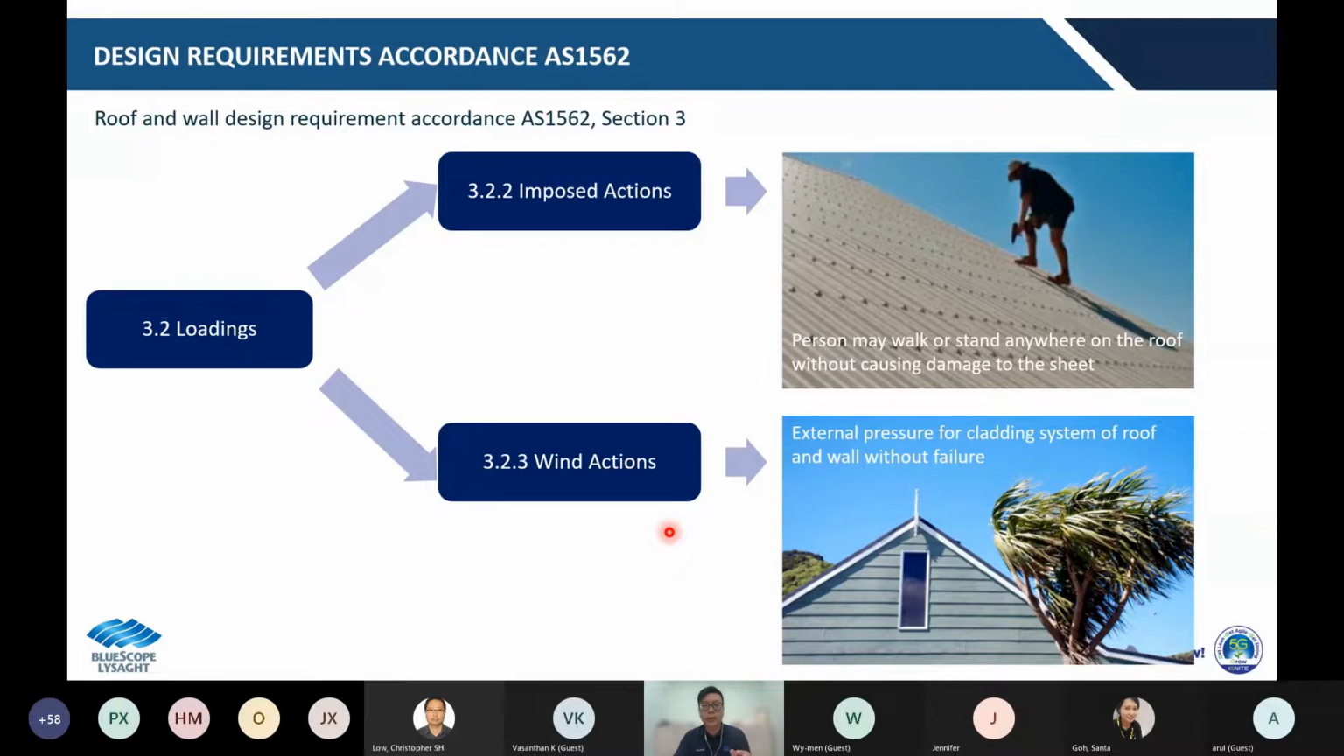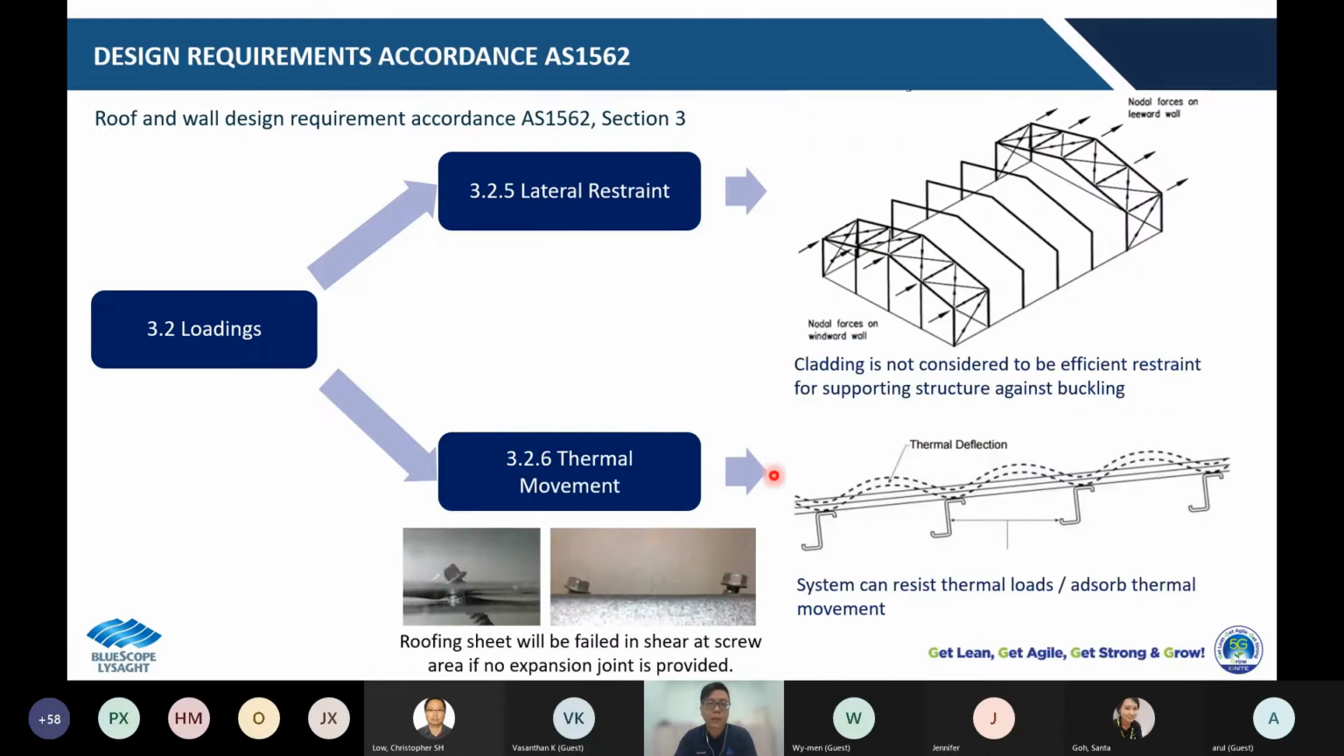And these two shall be determined through the testing that I mentioned earlier. And in clause 3.2.5, this is very important: the standard stated that the cladding is not considered to be an efficient restraint or supporting structure against buckling. So cladding should not be used as a structural design. In other words, if you have a portal frame with a lateral roof, you cannot use the roofing sheet as a restraint component.